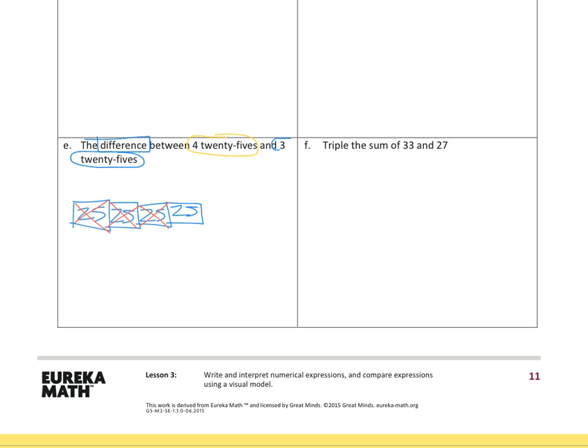Now our numerical expression is going to be, well, what did we start off with? We started off with 4 25s. That means as a multiplication sentence, that's going to be 4 times 25. And then we took away 3 25s, so the difference means subtraction. We're going to take away, in parentheses, 3 25s. And that is 1e, and we're going to skip 1f and go do some other problems.